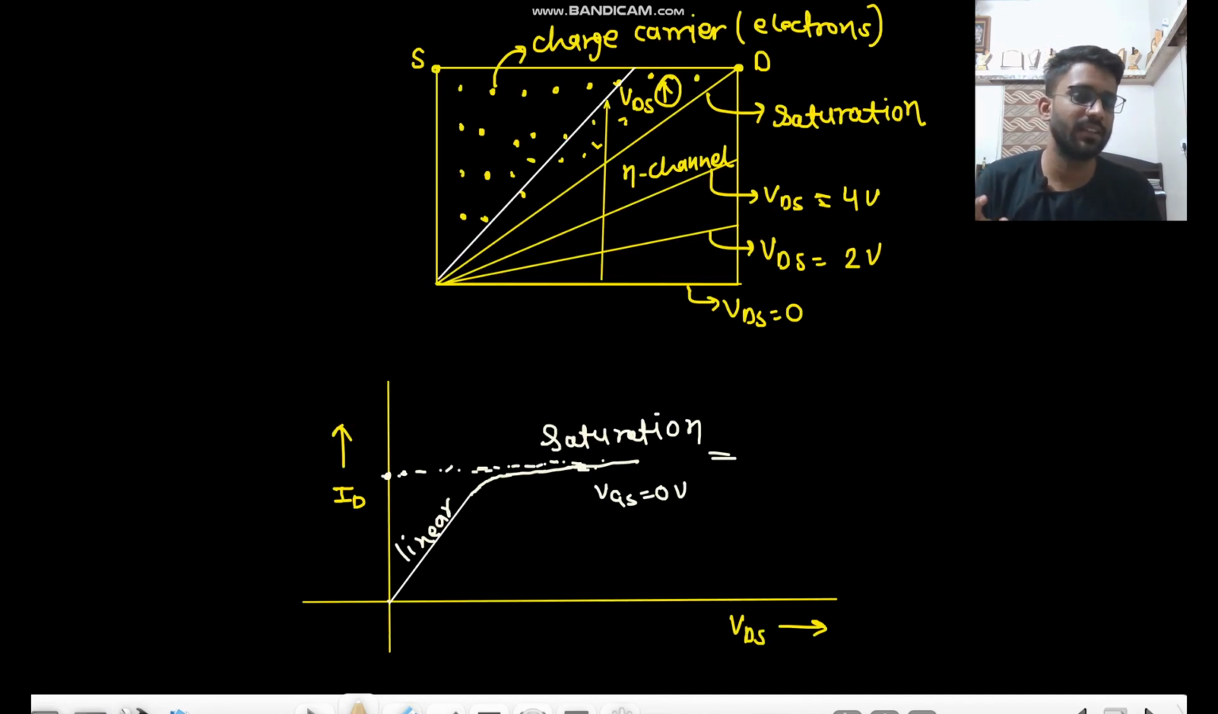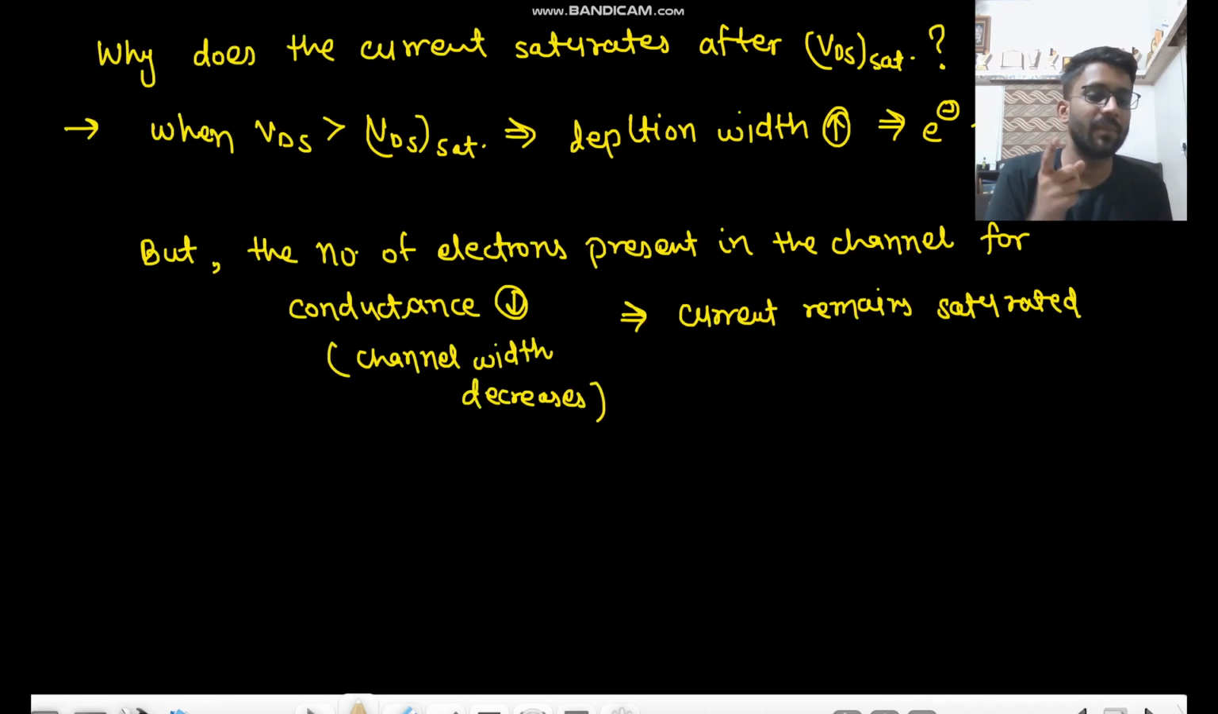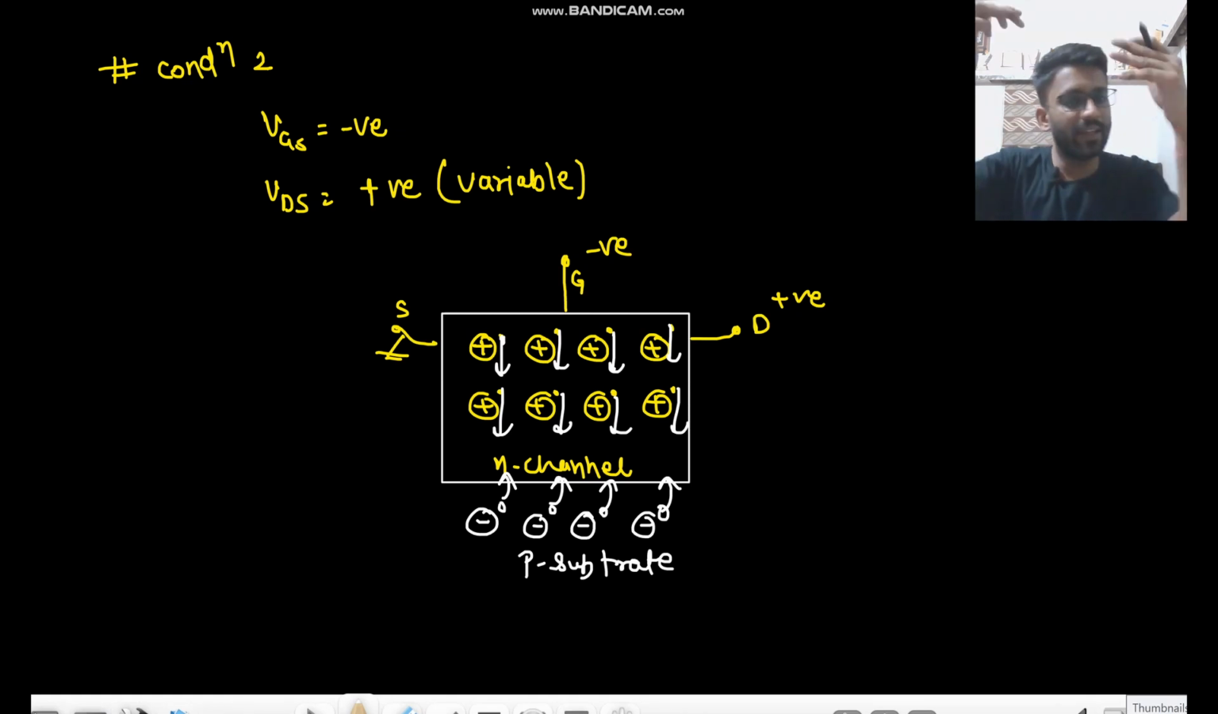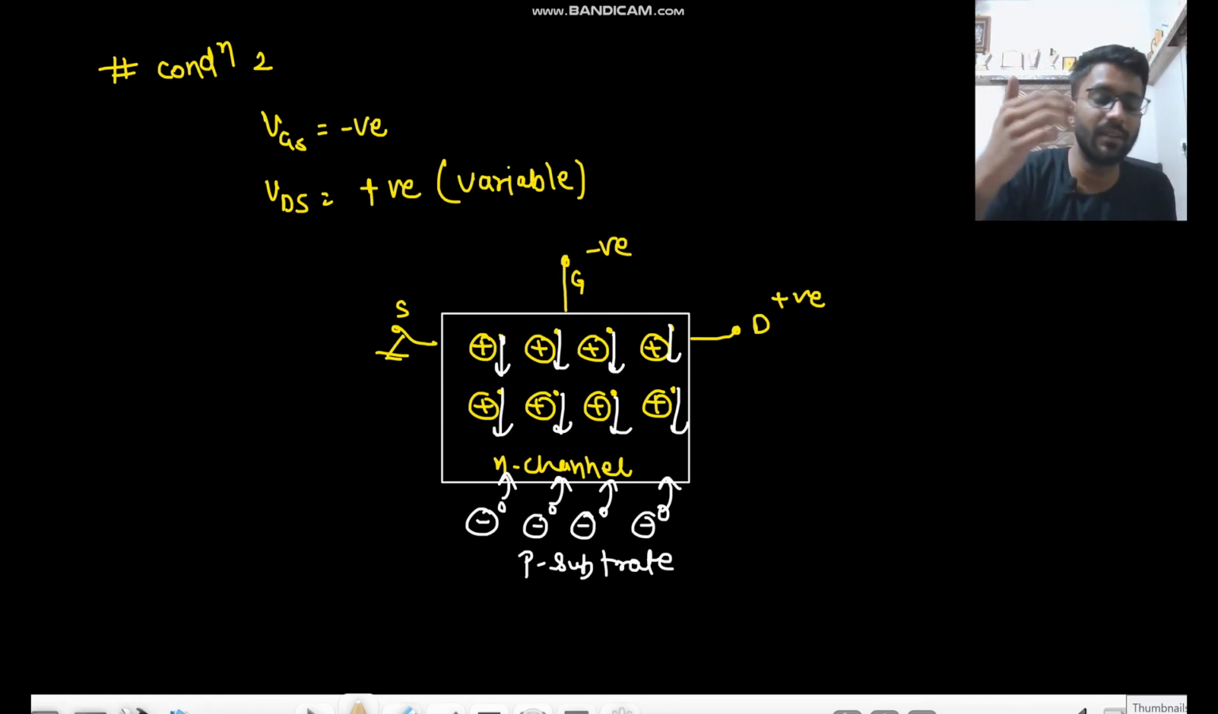Many people get confused with pinch off, like the VDS saturation that I told you. Even I have seen teachers teaching that this is the pinch off voltage. This is not the pinch off voltage. The pinch off voltage is the value of gate voltage where the complete channel is getting depleted of charge carriers, while the saturation voltage is the voltage where the drain side is getting depleted of charge carriers.